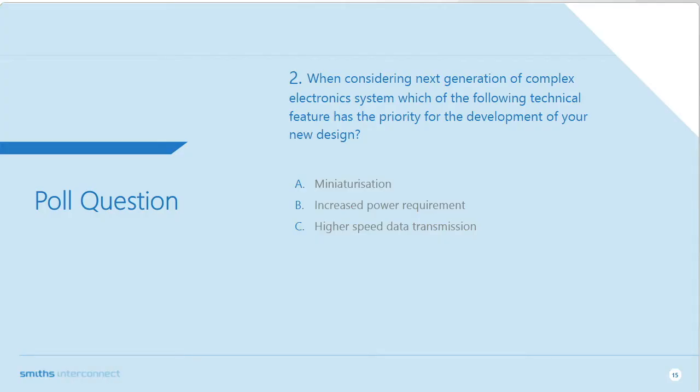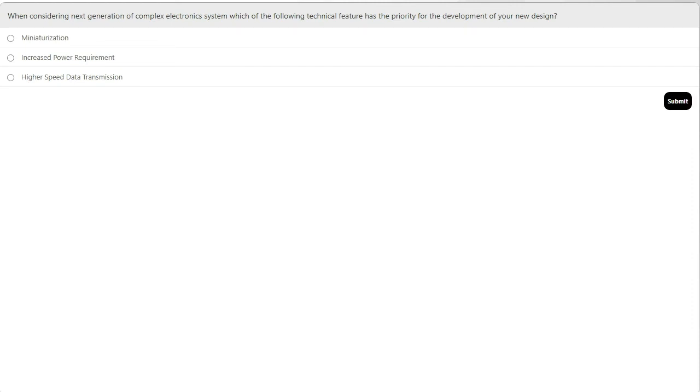All right, thank you, Joydeep. So yes, we have another polling question for you right now. As we did with the one before, I'm going to read the question and give you some time to answer, and then we will share the results. So the question on this one is, when considering the next generation of complex electronic systems, which of the following technical features has the priority for the development of your new design? And your choices are A, miniaturization, B, increased power requirement, or C, higher speed data transmission. So I'm going to put those options up for you now. If everybody could take a minute to choose your answer, I will give you some time to do that.